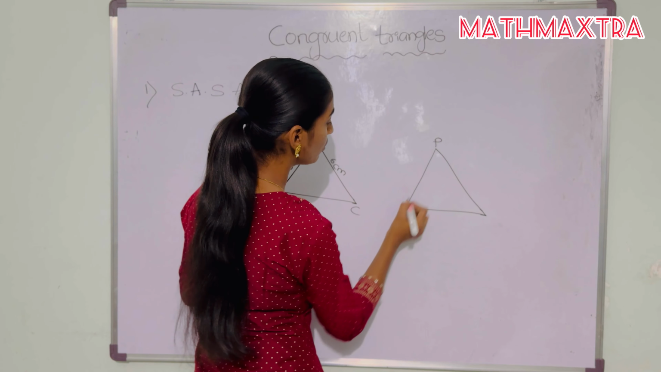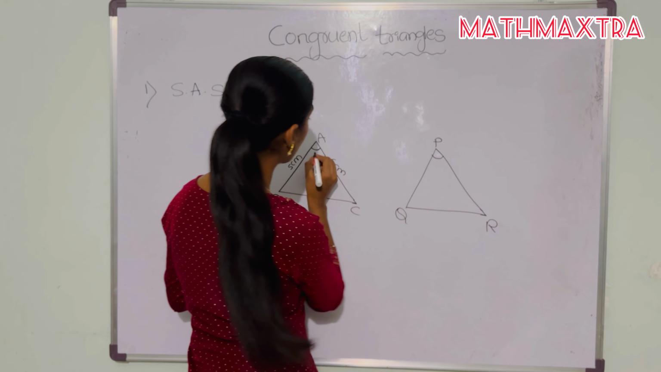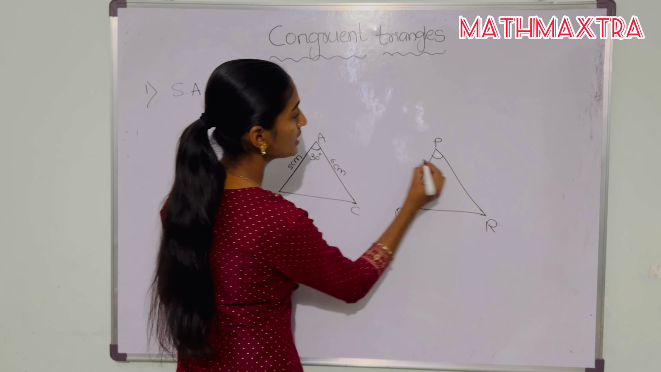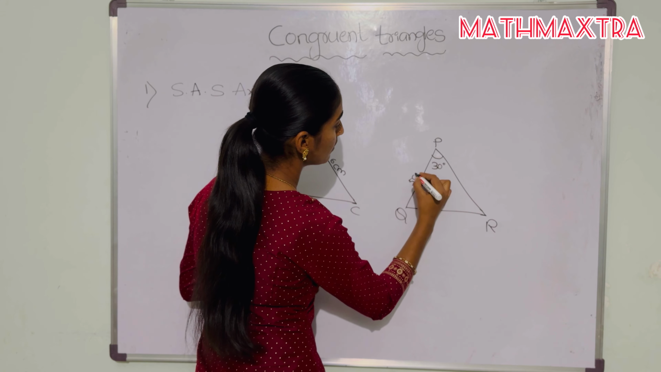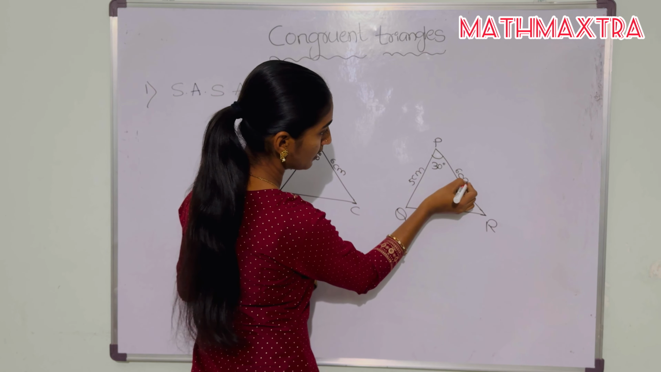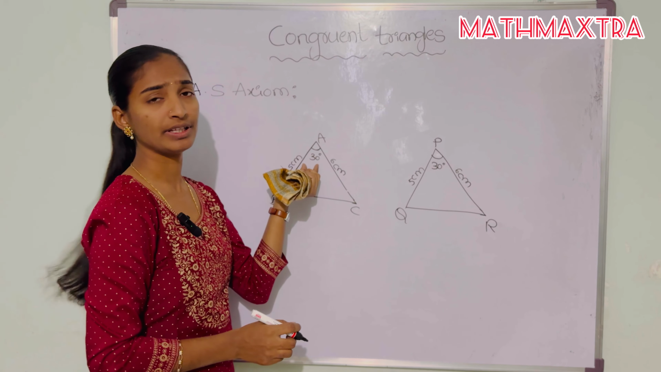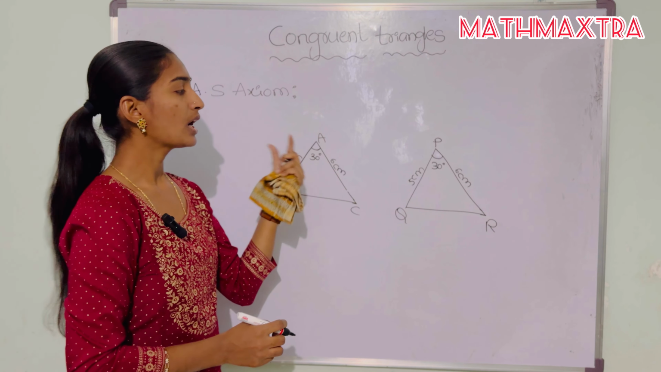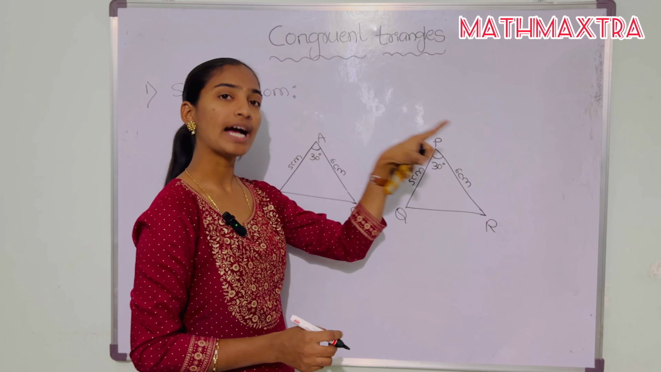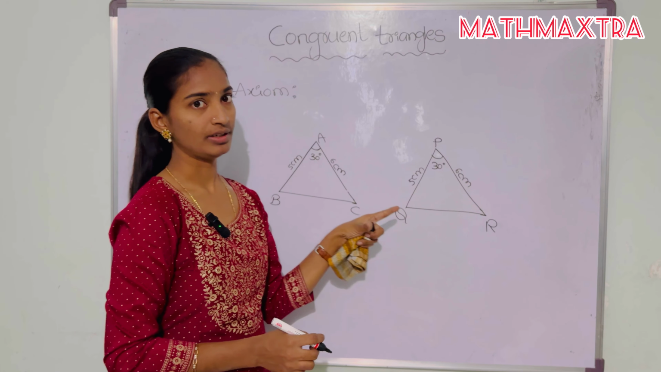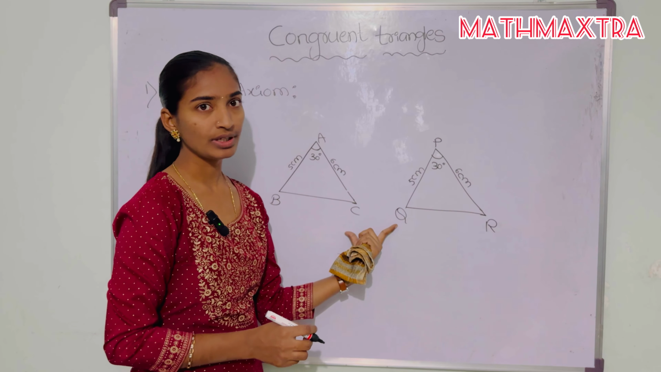See, this is triangle PQR you are taking. In this is the angle. If this measures 30 degrees, this should also measure 30 degrees. So this is 5 centimeters, this is 6 centimeters. So if two sides and the angle between them are equal to the corresponding two sides and angle between them in the other triangle, then we can say these two triangles are congruent to each other.